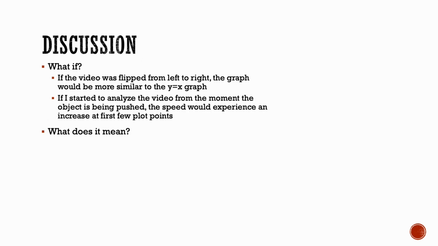Here is my discussion. The first part is about the follow-up questions. What if I made a different choice of orientation of the axis? If I flip the axis from right to left or flip my video, I would gain a graph that would be more similar to the y equals x graph. And if I started to analyze the video from the moment the object is being pushed, the speed would experience an increase at the first few plot points.